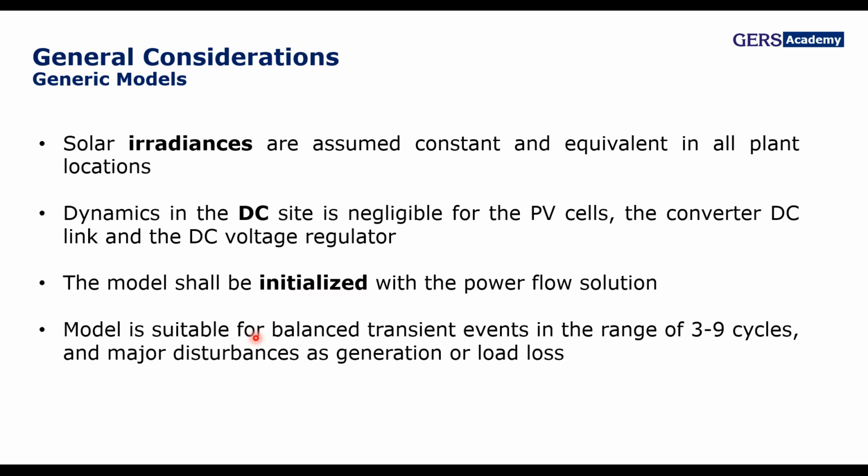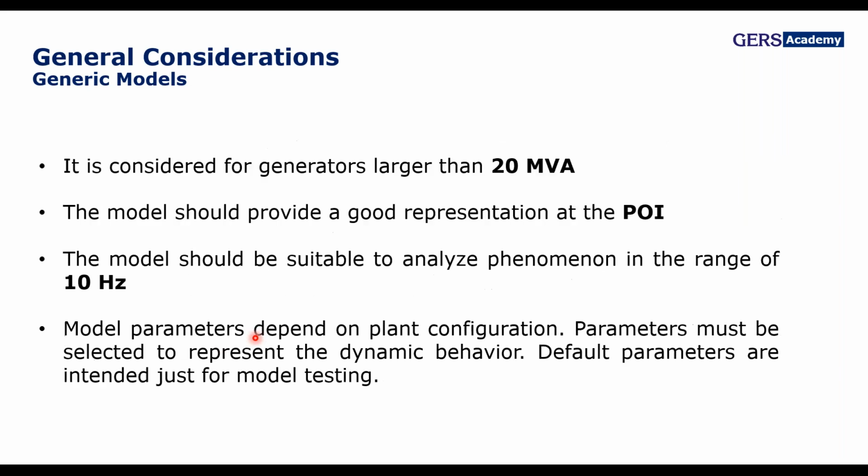Normally, or at the start, the NERC suggestion was to use the model in ranges around 3 to 9 cycles, but actually it can be used for faults that take more time. I mean, 120 cycles as a single point of failure fault, or a breaker fault. The model is usually considered for power plants bigger than 20 MVA and provides a good representation at the POI.